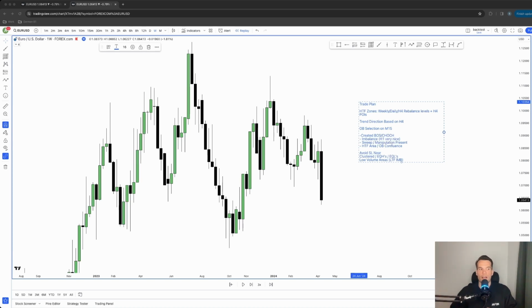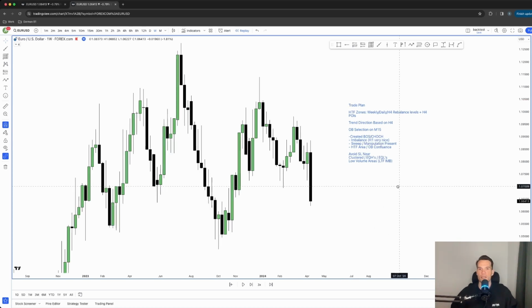We've got identification of a sweep or manipulation present during the OB's formation, and ideally it's in a high time frame area or a high time frame OB confluence. What I like to avoid is my stop loss being near clustered lows or highs, equal lows or highs, or in low volume areas, generally low time frame imbalance. Okay, so let's jump in and I'll run my top-down analysis.